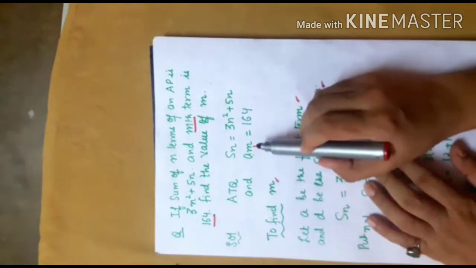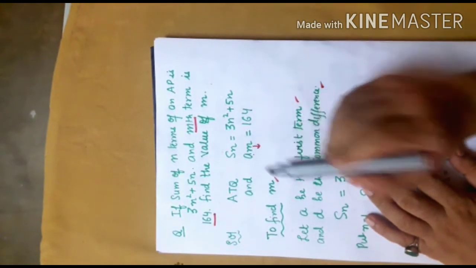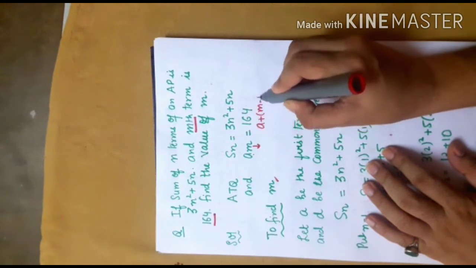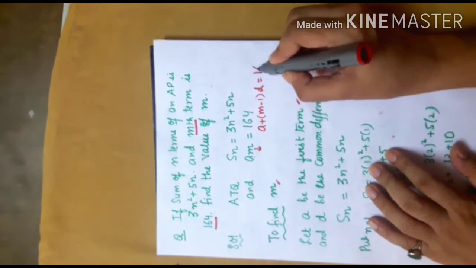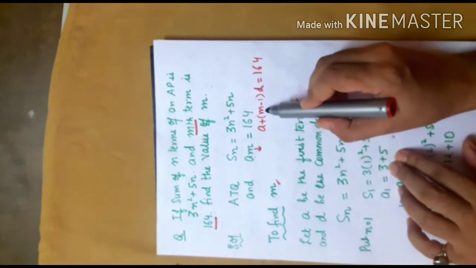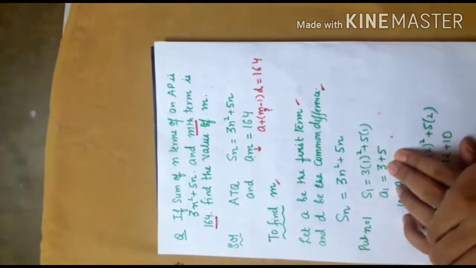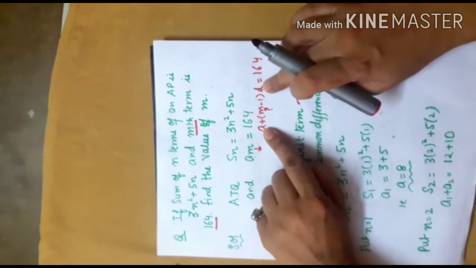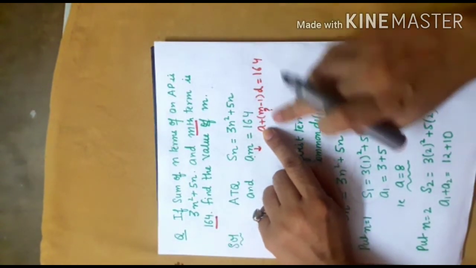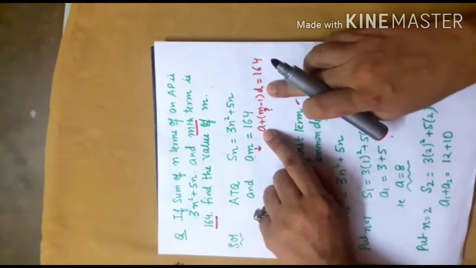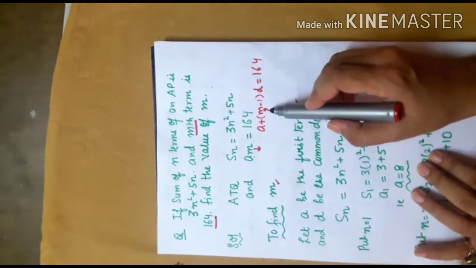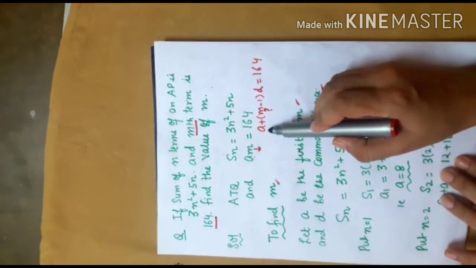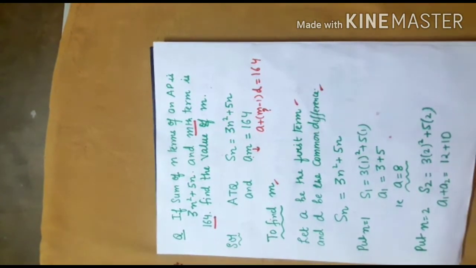Okay, now look here. I need to find the value of m. Now a_m can be written as a plus (m minus 1)d, which is equal to 164. I need to find the value of m, so that means a and d should be known to us, because if a is given and d is given, then using this equation I can find the value of m. So now I will try to obtain the first term and the common difference of the AP.